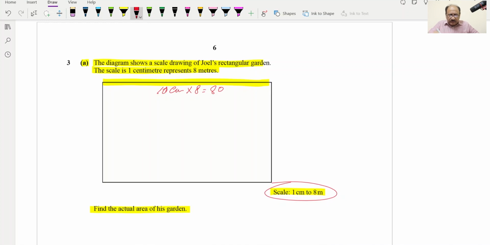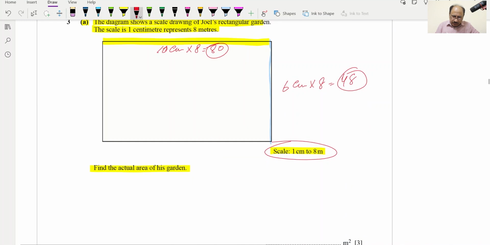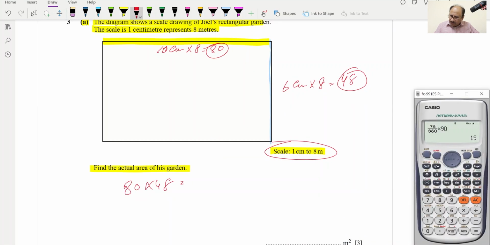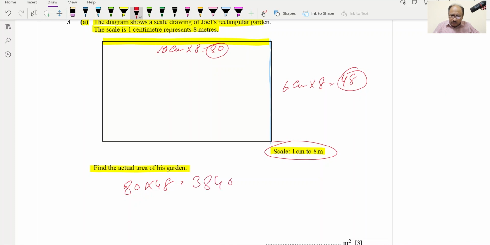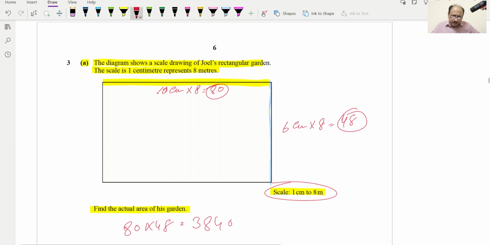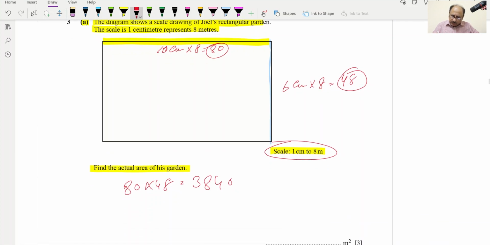And similarly, if we check the length of this side, this is 6 centimeters, and 6 centimeters multiplied by 8 will be equal to 48. Now to find the area of this one, we can multiply 80 and 48, so 80 multiplied by 48 is equal to 3840. This will be in meters squared, because by this scale we are converting into the original length, which is in meters.